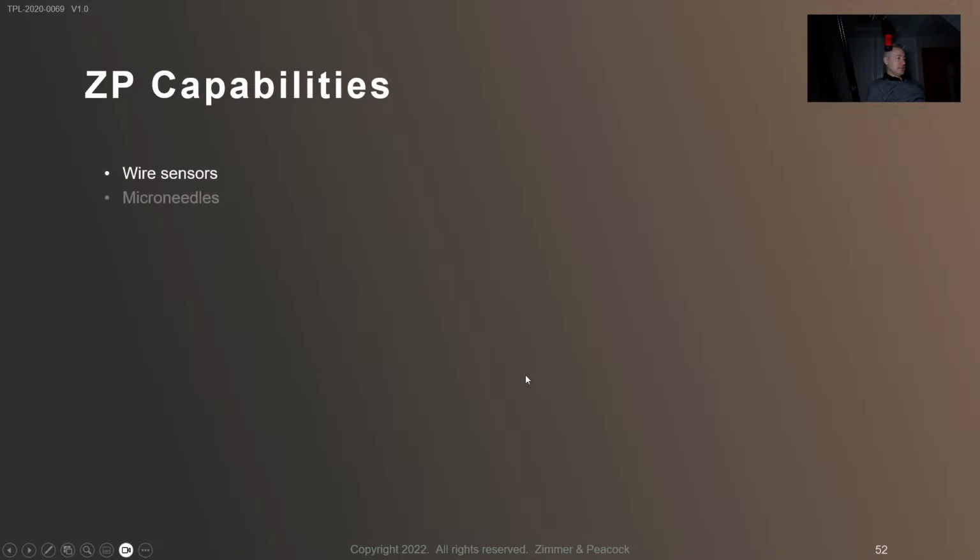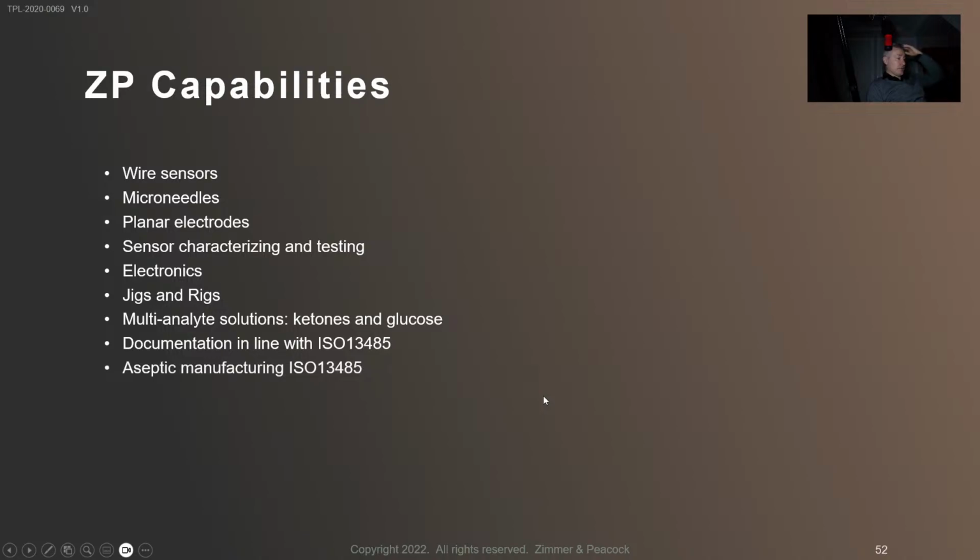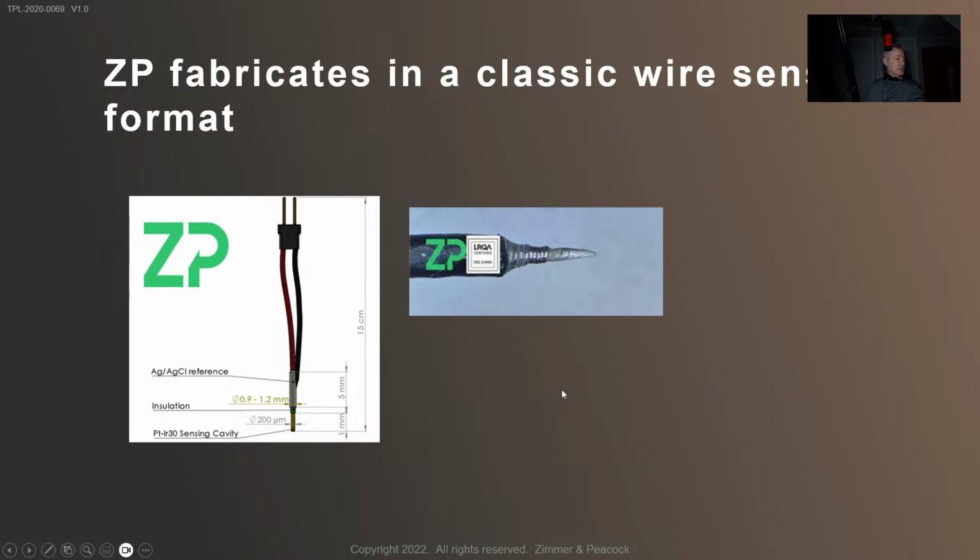These are the buildings. We do wire sensors, microneedles, planar electrodes, sensor characterization and testing. This is specifically with CGM. Electronics for CGM, jigs and rigs. People really forget that you need a lot of test kit when doing this kind of work. We also do multi-analytes: ketones, glucose, for example, lactate. We do documentation when we're on a project in line with ISO 13485. We also do aseptic manufacturing. It's probably worth saying that when you put sensors on people or near people, you've got to do a risk assessment that they're not going to get infected by those sensors. So that's work that we've done, and we have a clean room for it.